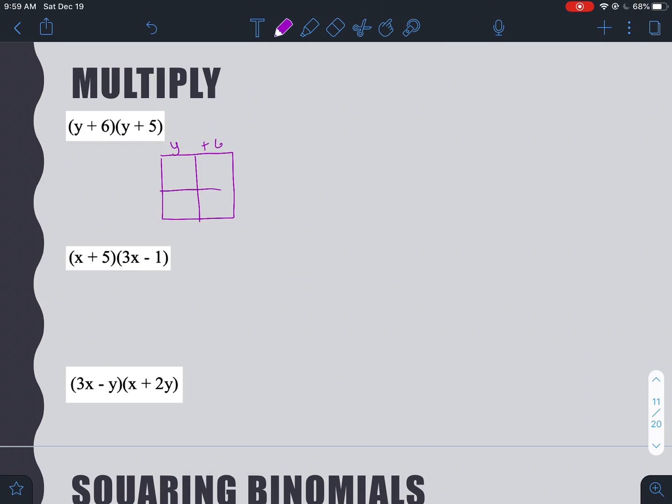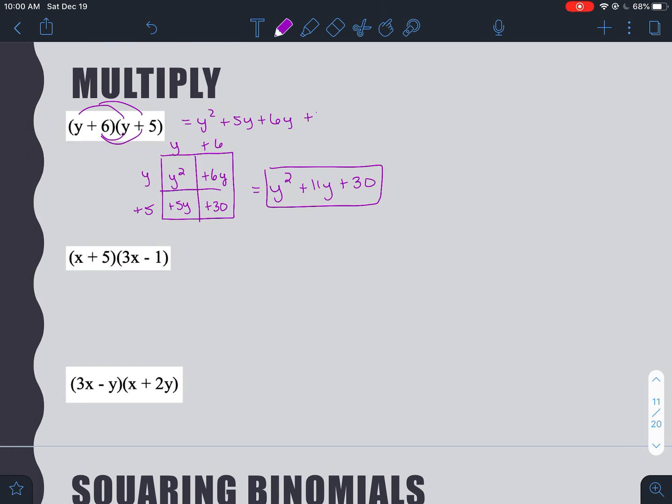All right, so on number 1, y plus 6 times y plus 5. y times y is y squared, y times 6 is 6y, y times 5 is 5y, 6 times 5 is 30. So we get y squared plus 11y plus 30. Or using the distributive method, y times y is y squared, y times 5 is 5y, 6 times y is 6y, 6 times 5 is 30, so you get y squared plus 11y plus 30.